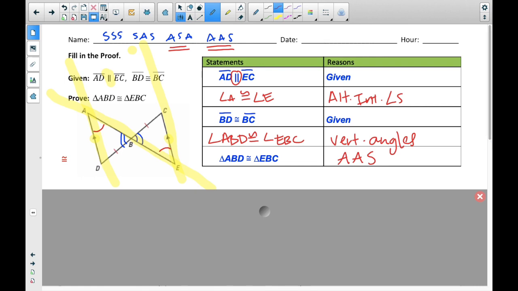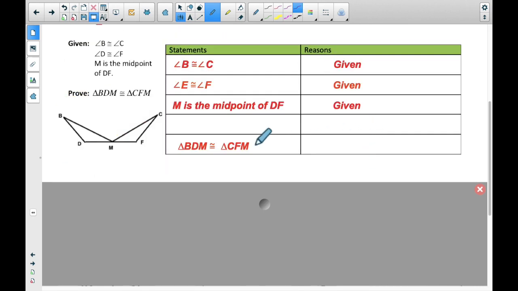All right, let's take a look at another one. All right, once again, I have this filled in with the givens, so take a minute to fill this in, and then let's talk about it. Okay, the 2 givens, let's go ahead and mark those because I just feel like when you mark them, they're easier to see. So angle B is congruent to angle C, and angle D is congruent to angle F. So those are congruent. Now we have this thing that says M is the midpoint of DF.